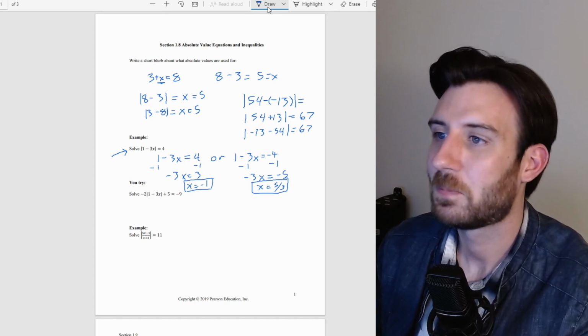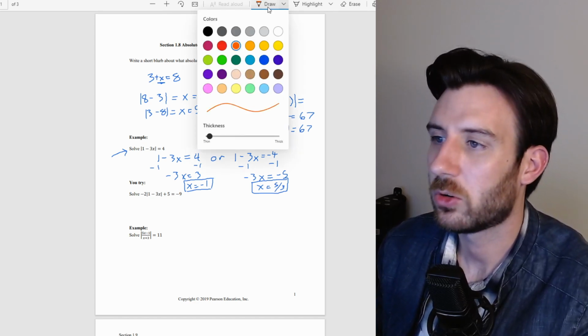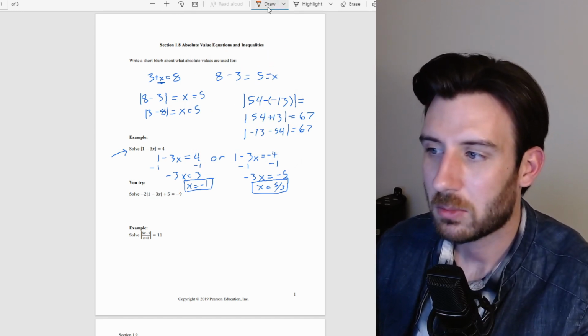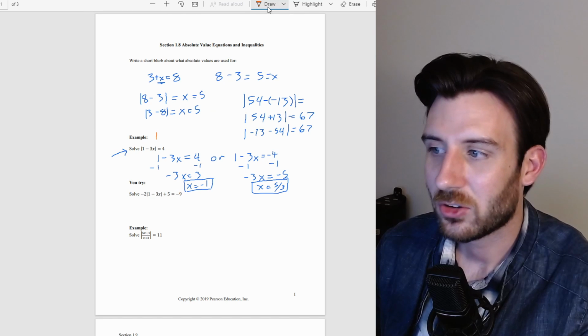Let's take a moment and try those back just to check our work. So we'll change our pen color, and let's make it orange this time. Now I want to show you that if we take x equals negative 1 and put it in, we're going to get the solution to our set.